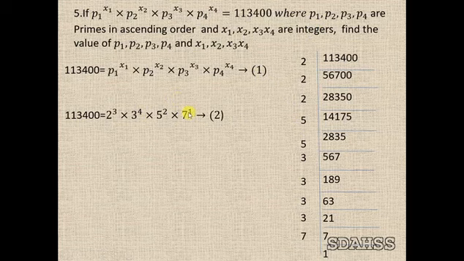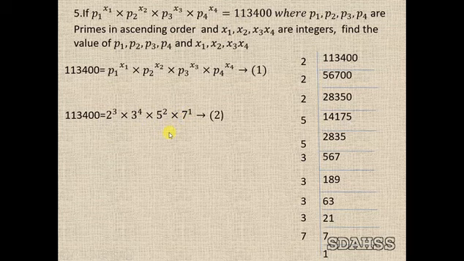7 power 1. Here we want to write P1, P2, P3, P4 as primes in ascending order. So 2, 3, 5, 7 are prime numbers, but we have to write them in ascending order. So you can write 2 power 3 into 3 power 4 into 5 square into 7 power 1. Mark it as second equation.